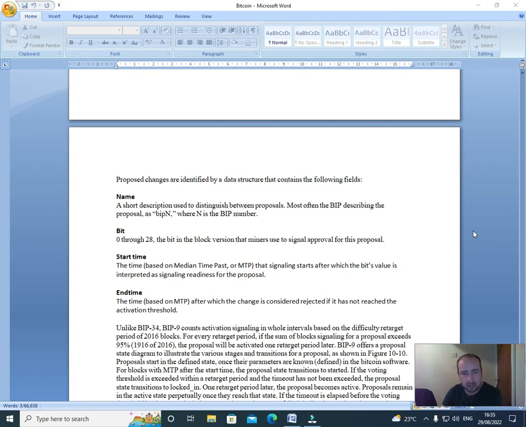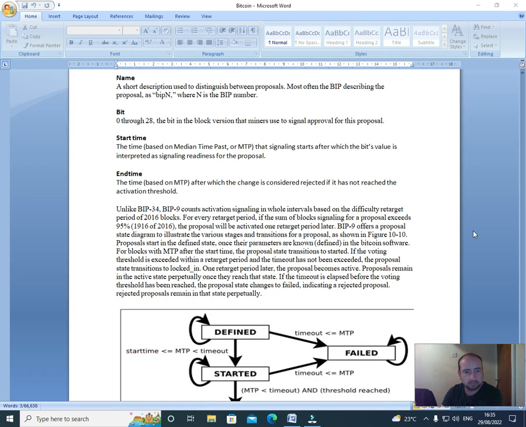Start time, the time based on median time past, or MTP, that signaling starts, after which the bit value is interpreted as signaling readiness for the proposal. End time, the time based on MTP after which the change is considered rejected if it has not reached the activation threshold.